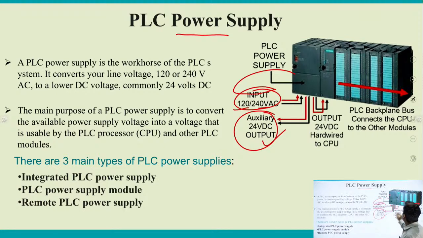So this is one kind of PLC setup: the input supply goes to an SMPS at one end, which converts it into an output voltage of 24 volt, that is hardwired. This is connected inside the PLC. According to the power supply we classify PLCs into three types: integrated PLC power supply, power supply module, or we can control it through a remote PLC power supply.